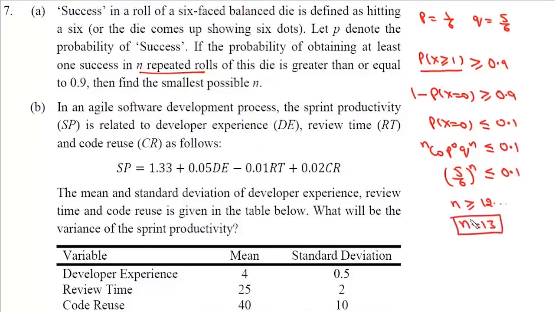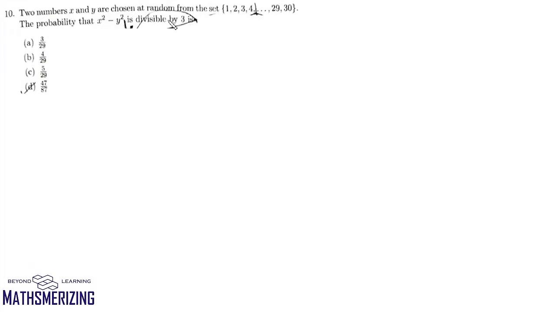Now question number 10 is: two numbers x and y are chosen at random from the set 1, 2, 3 up to 30. Then the probability that x square minus y square is divisible by 3 is. Now first we'll find the total number of cases. So total number of cases will be 30C2.